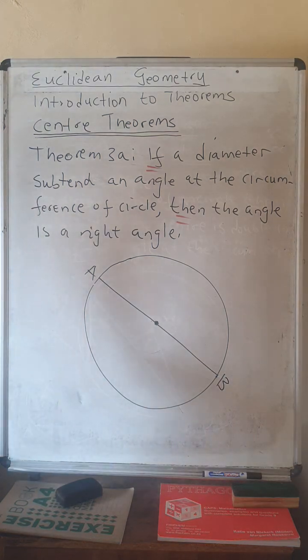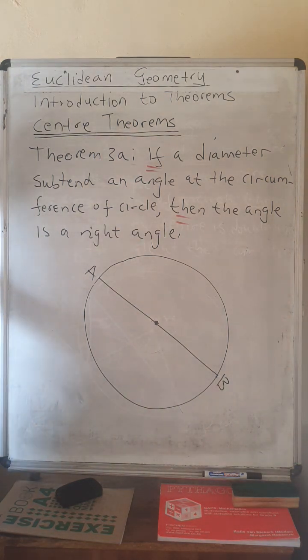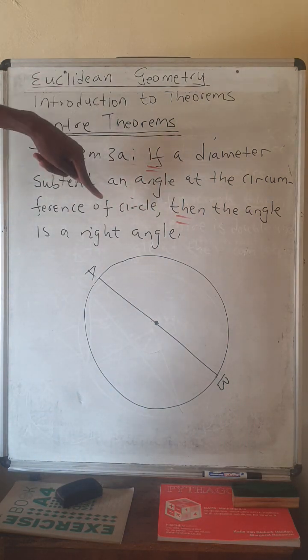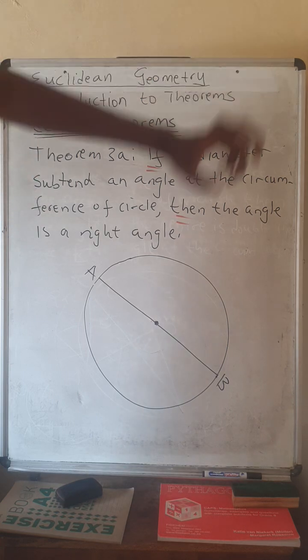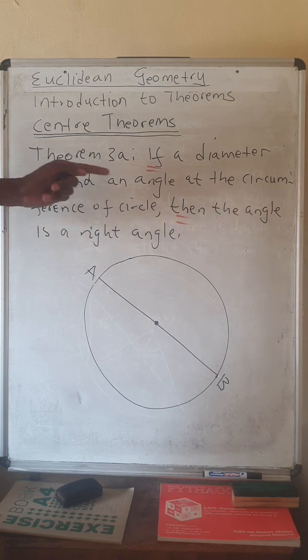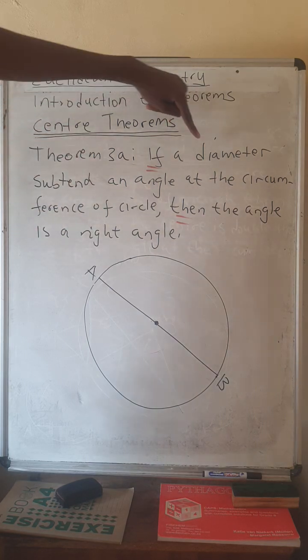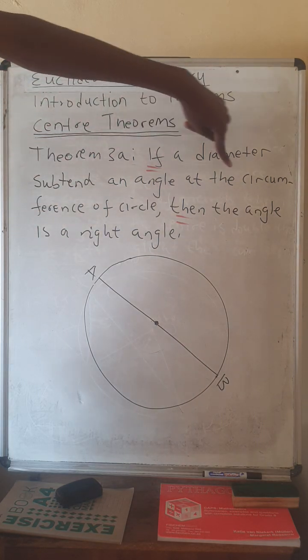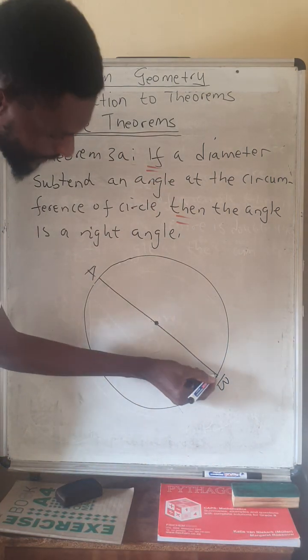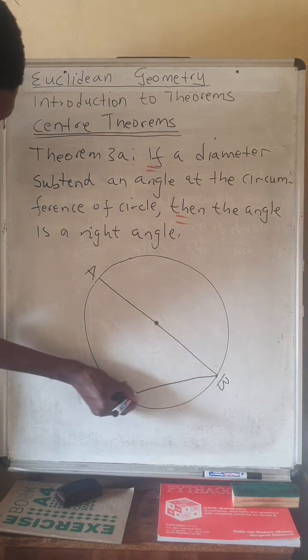Then AB in this case becomes what? AB becomes a diameter. So remember, the theorem says what? In order for a theorem to be applicable, its condition must be met. So the condition of this theorem is met if there is a diameter that is subtending an angle at the circumference. So in this case, I've got a diameter. So let us say this diameter subtends an angle somewhere here.